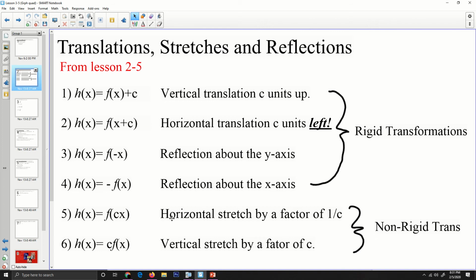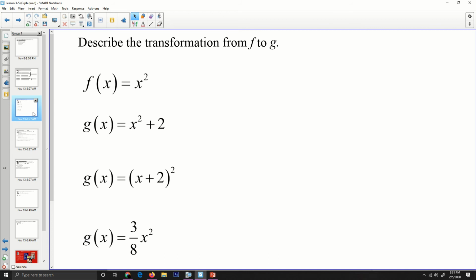If I want to stretch horizontally by a factor of 1 over c, I'm going to multiply the variable by that constant c. And if I want to have a vertical stretch by a factor of c, I'm going to multiply the whole function by that. So using these transformations, let's discuss some possible transformations here. In each case, we're going to discuss the transformation from f to g.